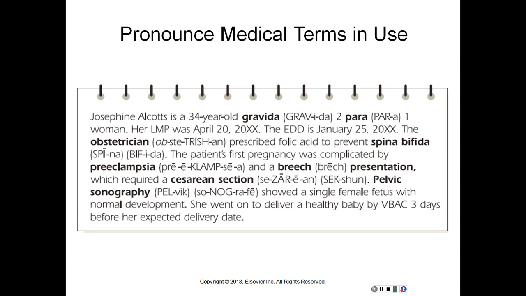The obstetrician prescribed folic acid to prevent spina bifida. The patient's first pregnancy was complicated by preeclampsia and a breech presentation, which required a cesarean section. Pelvic sonography showed a single female fetus with normal development. She went on to deliver a healthy baby by VBAC 3 days before her expected delivery date.